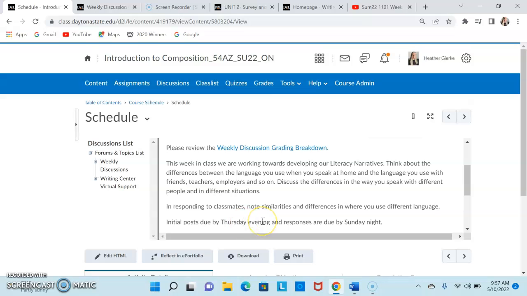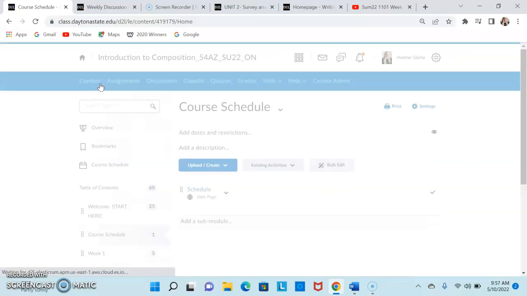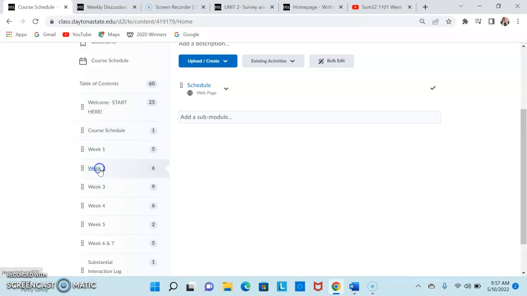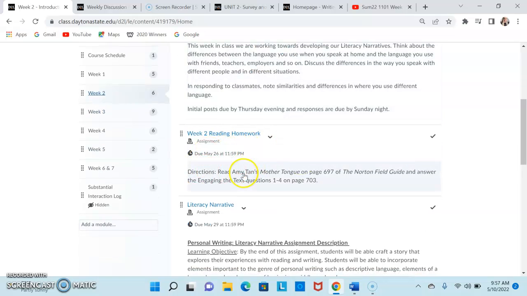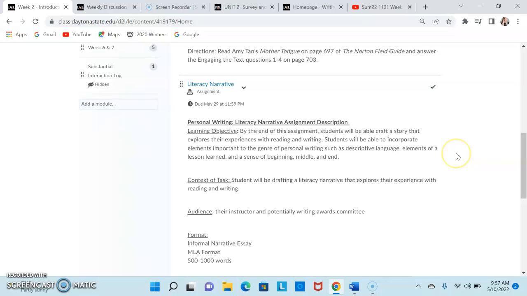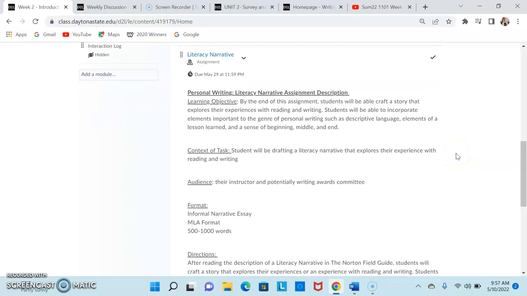Remember, your initial post should be due Thursday, and then your responses to your classmates are due Sunday. I'm going to click back into content, and I'm going to go into the week 2 module. So again, the week 2 discussion we just went over is there up top, and then the week 2 reading homework is there, and then you have your literacy narrative is due.